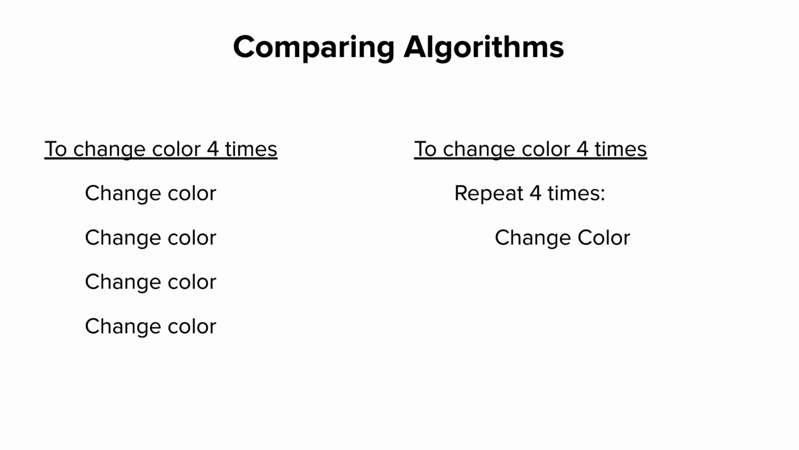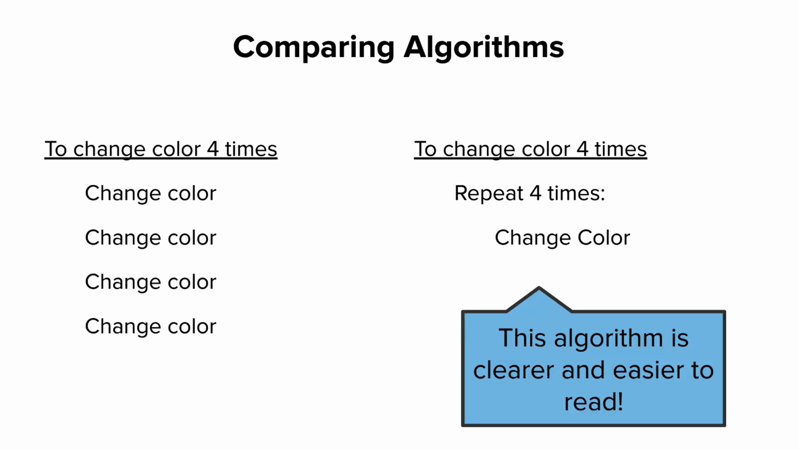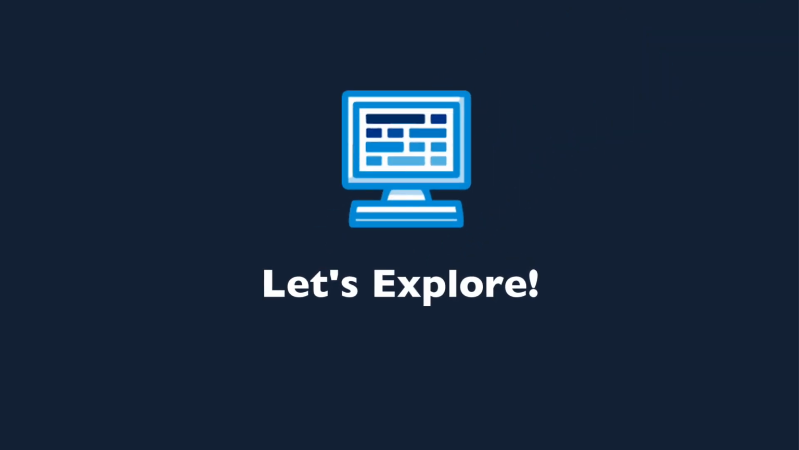How about this one? The second algorithm has better readability. Can you imagine what the first algorithm would look like if we were changing colors 20 times? As our programs get more complicated, it's important to brainstorm and think through different algorithms before diving into the actual coding of the program. Let's take a look at some other examples where more than one algorithm can solve the same problem.